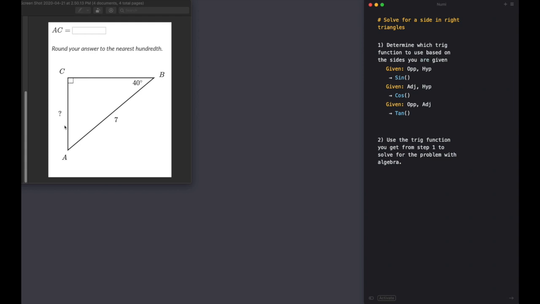You might be tempted to try this with the Pythagorean theorem, which is really useful when you have two sides of a right triangle. But if we only have one side, it's not going to be as helpful. So we're going to rely on these trigonometric functions: sine, cosine, and tangent.